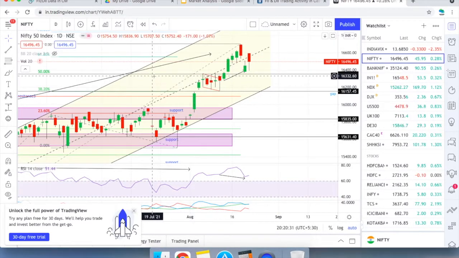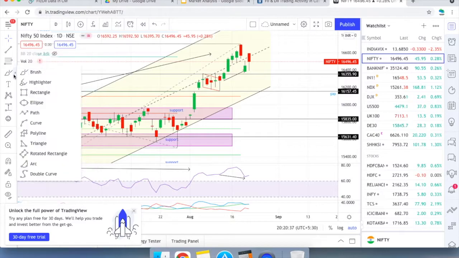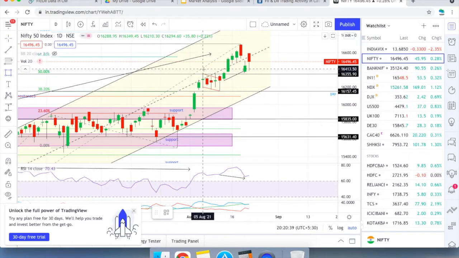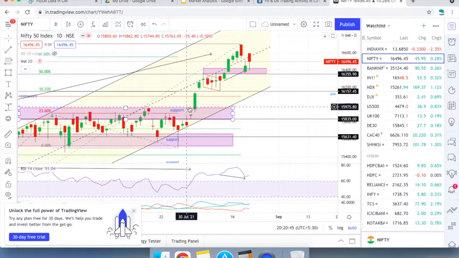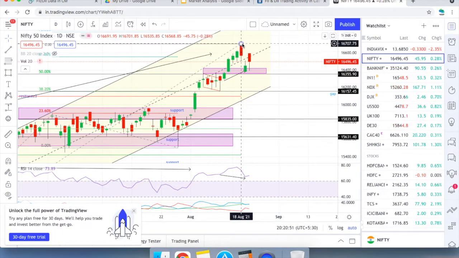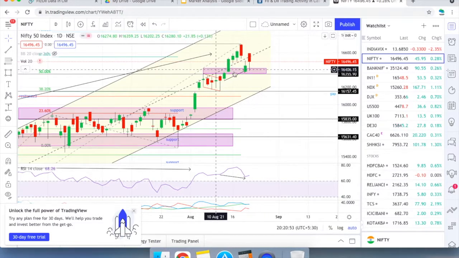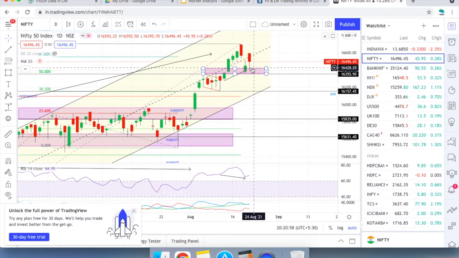This is a resistance zone, what you see here. Sorry, this is forming as a support zone basically, and this was a resistance zone earlier. There's a consolidation flag pattern here, and it consolidated here before it went to 60. So this is now acting as a support. It went up to 16,700, came down, and then bounced up.